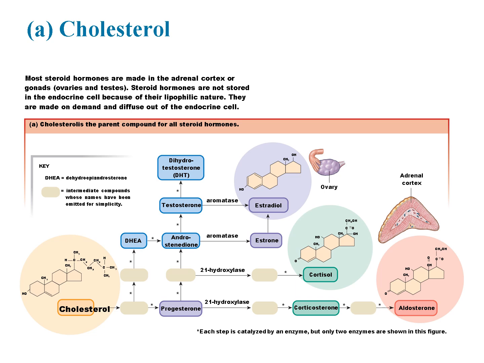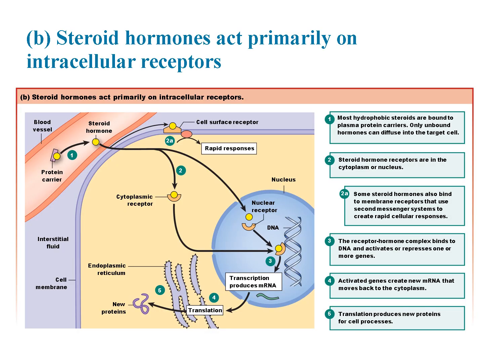Each step in the pathway is catalyzed by specific enzymes, such as 21-hydroxylase and aromatase, to ensure the production of the appropriate hormone depending on the body's needs. These hormones play crucial roles in metabolism, reproduction, immune response, and the regulation of electrolyte balance. Steroid hormones primarily act on intracellular receptors. Most hydrophobic steroid hormones circulate in the bloodstream bound to plasma protein carriers, with only the unbound hormones able to diffuse into target cells. Once inside, these hormones bind to receptors located in the cytoplasm or nucleus.